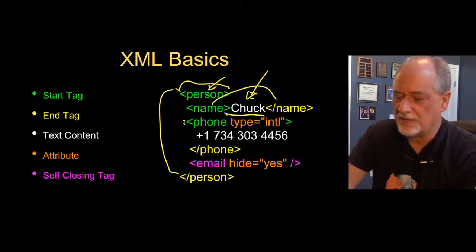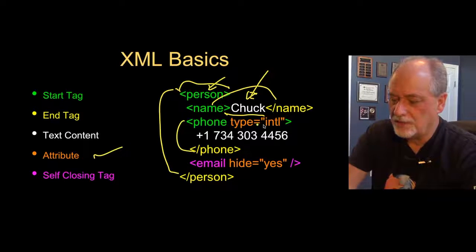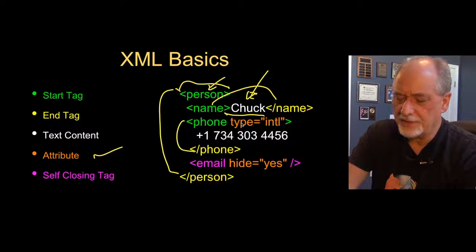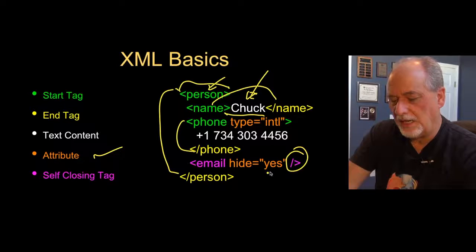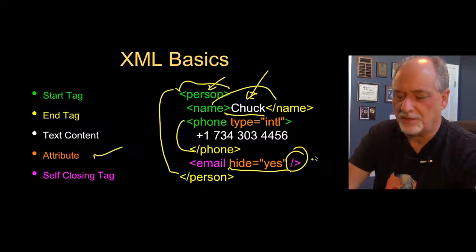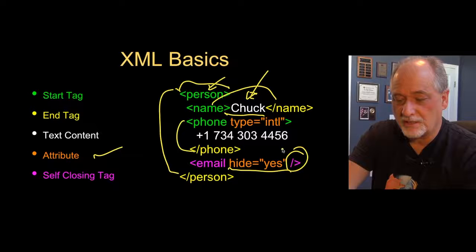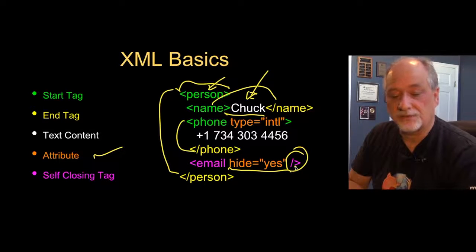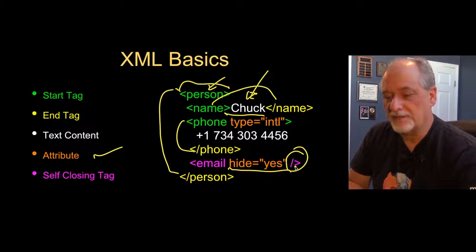And then here's a phone and slash phone, and we have this thing called the attribute. Key equals value. The key doesn't have double quotes. The value always has double quotes, and this is like href equals on an anchor tag. And sometimes you have what's called a self-closing tag, where you don't actually have a closing tag. You have all the data that you need in the attributes, and so you don't even bother putting an empty text area in a closing tag. So that is a start tag, an end tag, an attribute, and then a self-closing tag. Those are some basics of XML.